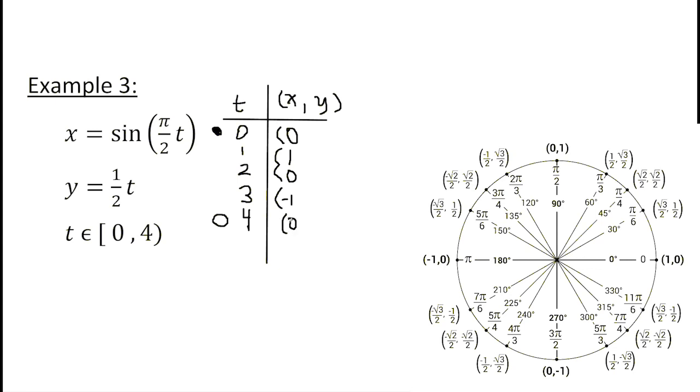And I'm getting all these values by looking at the unit circle and reporting back the y coordinate at those particular angle measures. The y value is just 1/2 of t, so 1/2 of 0 is still 0. 1/2 of 1 is 1/2. 1/2 of 0 is 0. 1/2 of -1 is -1/2. And 1/2 of 4 is 2.